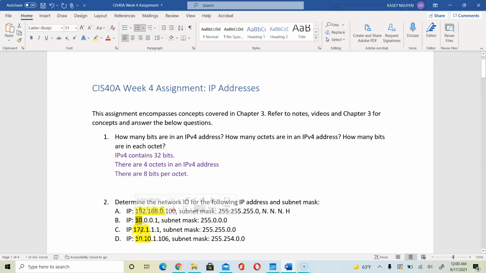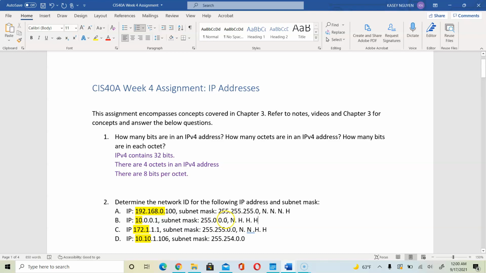Question C, 172.1.1.1, and this is a Class B address. In a Class B address, we would have network, network, host, and host. And in the Class A address for the prior question, there will be network, host, host, and host.